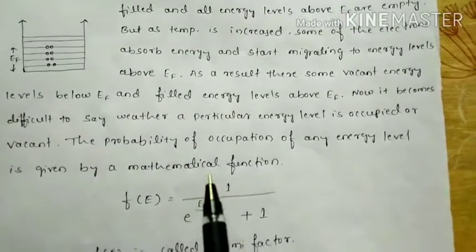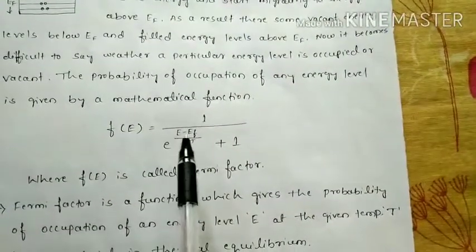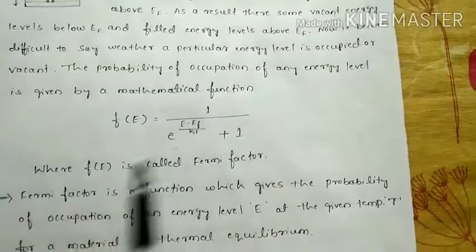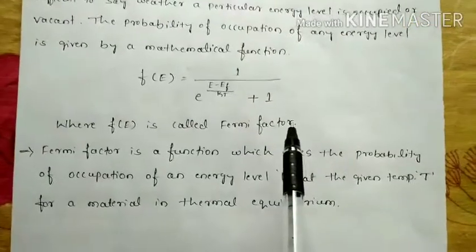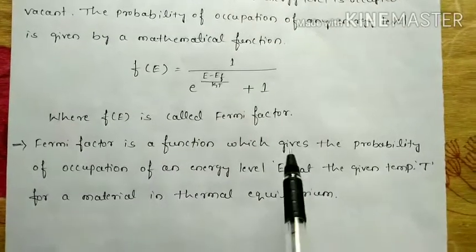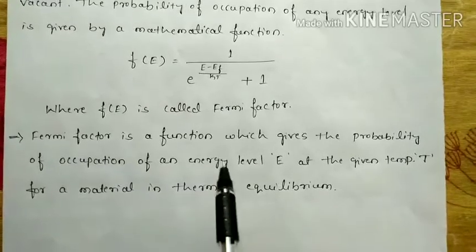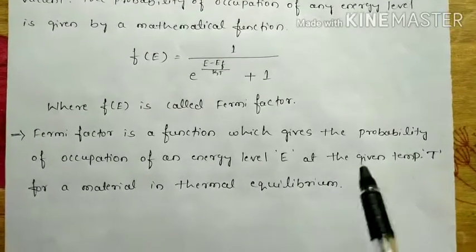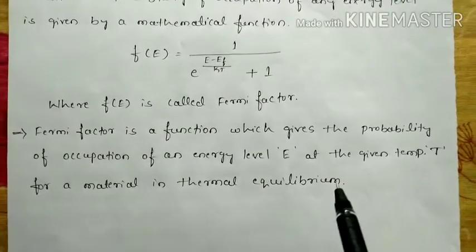It is given by a mathematical function which is called the Fermi factor, and that Fermi factor is given as f(E) equals 1 divided by e to the power of (E minus EF) divided by kT, plus 1, where f(E) is called the Fermi factor. Now how to define this Fermi factor? The Fermi factor is a function which gives the probability of occupation of an energy level E at a given temperature T for a material in thermal equilibrium.